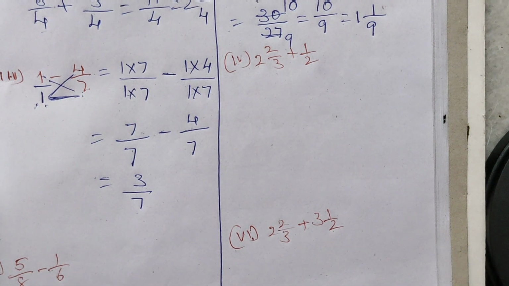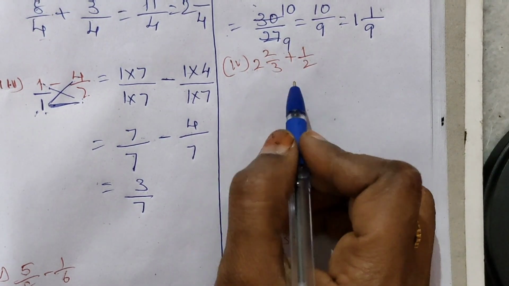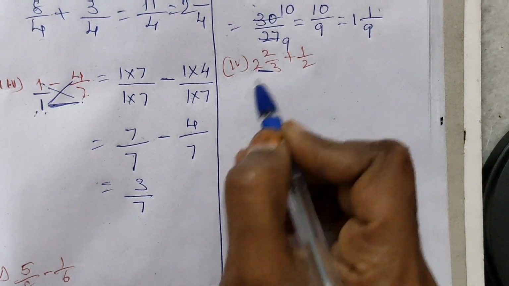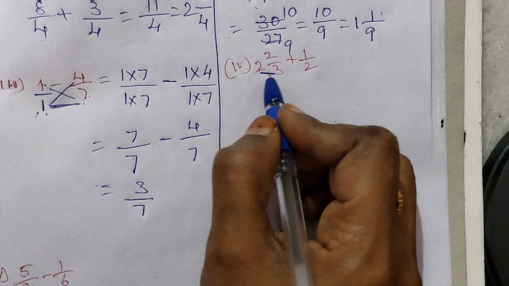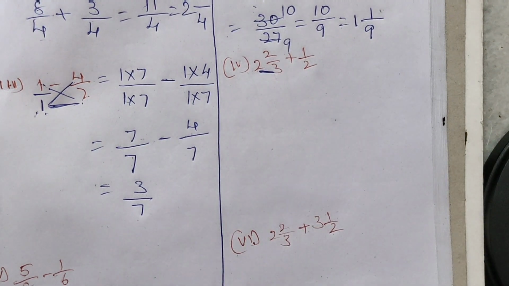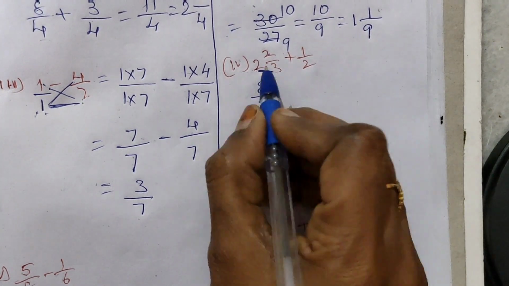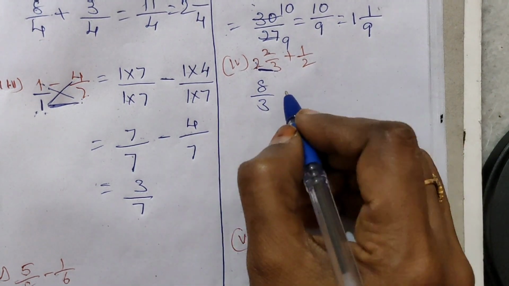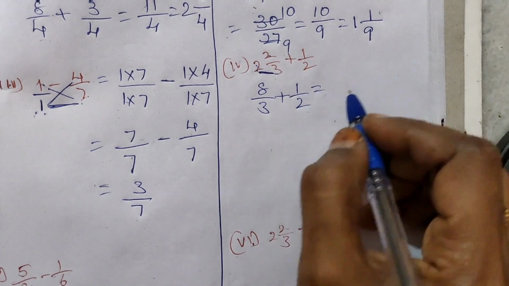Next question is 2 and 2 by 3 plus 1 by 2. Here they have given a mixed fraction. First, I will convert it into an improper fraction. 3 into 2, 6. 6 plus 2, 8. So 8 by 3. First multiply these two numbers and add this 2, and you will get the improper fraction. 8 by 3 plus 1 by 2. The second one, 1 by 2, I am writing as it is.